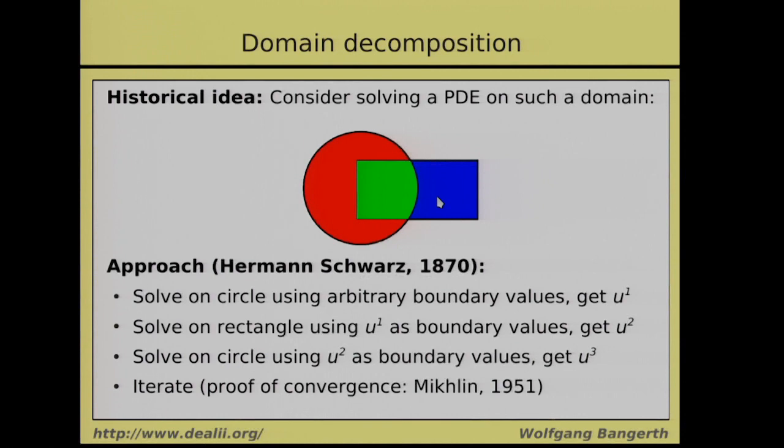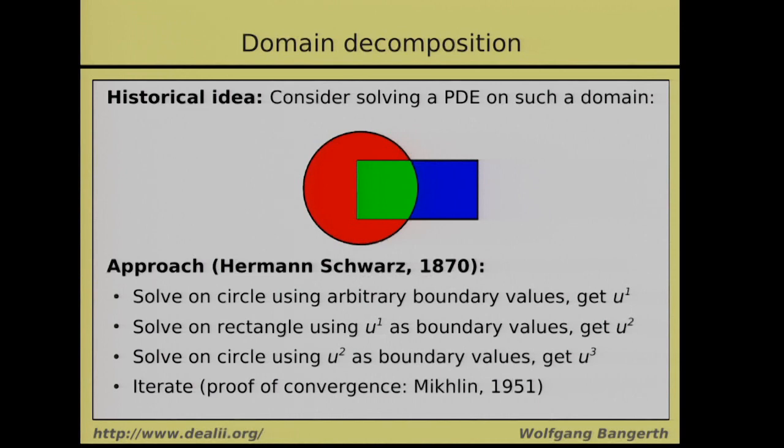Okay, and then we can iterate this. So we go back to the circle. We take the exact boundary values that we know out on this part here, and on this part of the circle, we take as boundary values U2, the solution that we just computed. Okay, so we go back and forth, and Schwartz did this.